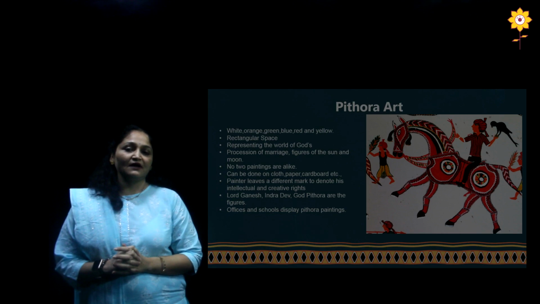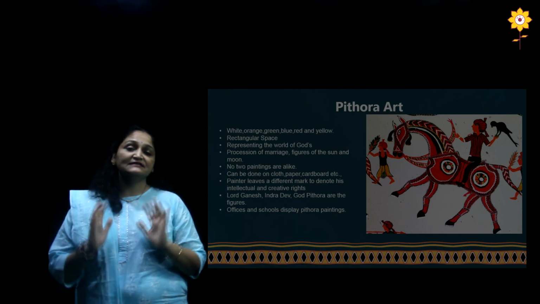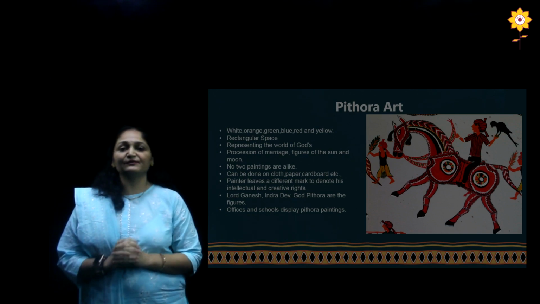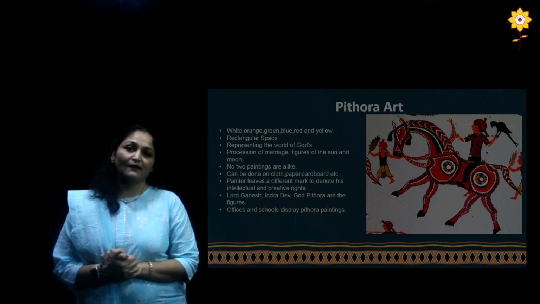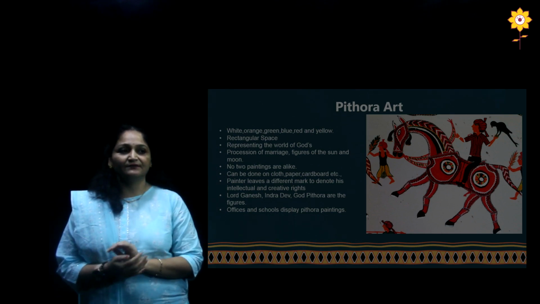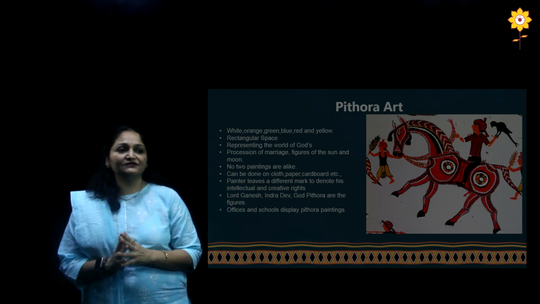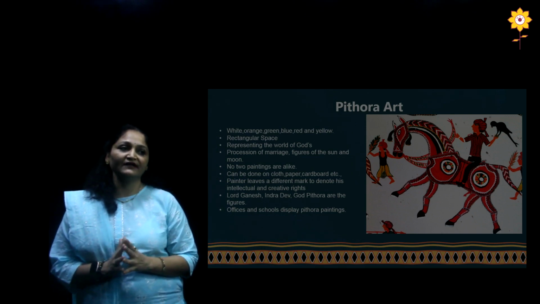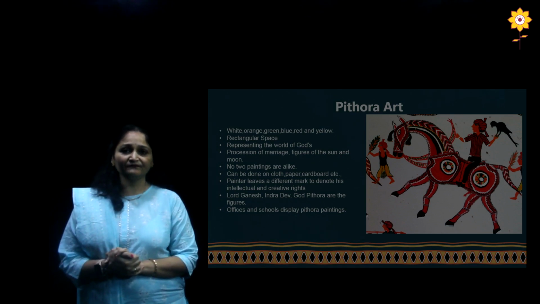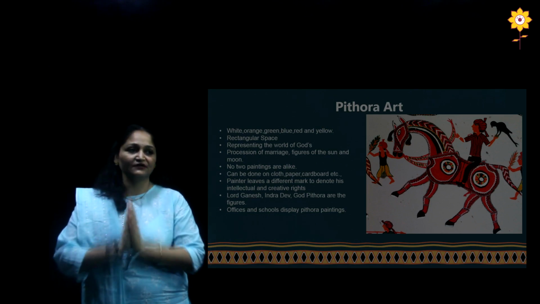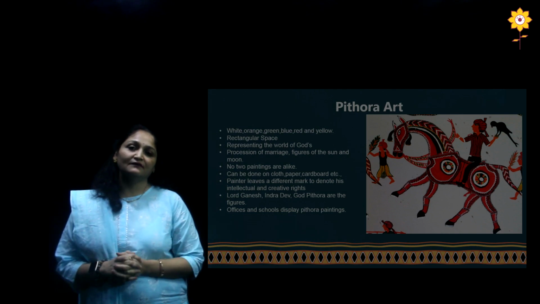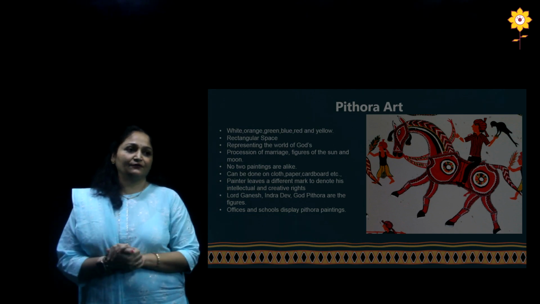Now, these Pithora arts represent 7 horses in their pictures or art forms. That represents the 7 hills that surround the borders of Gujarat, Rajasthan and Madhya Pradesh. Mainly white, orange, green, blue, red and yellow colors are used to represent this Pithora art. They are bordered by a rectangular space, and it is the representation of their god, God Pithora.